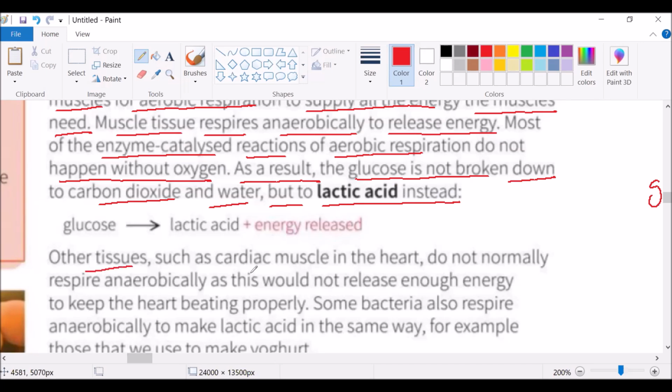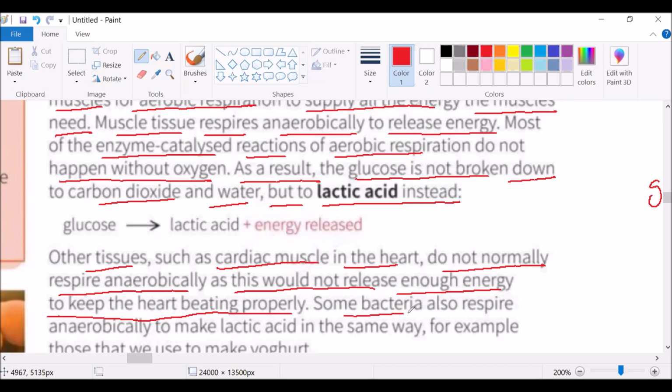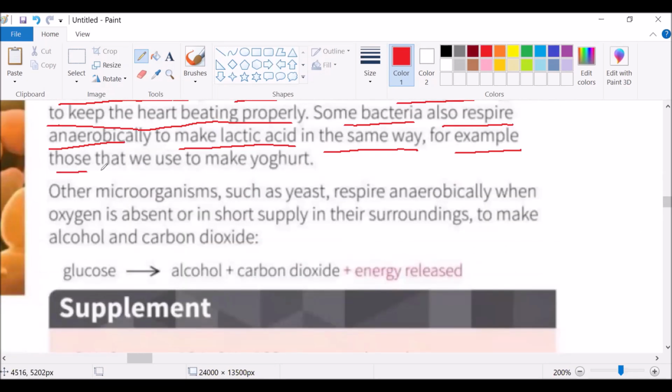Other tissues, such as cardiac muscles in the heart, do not normally respire anaerobically, as this would not release enough energy to keep the heart beating properly. Some bacteria also respire anaerobically to make lactic acid in the same way. For example, those that we use to make yogurt.